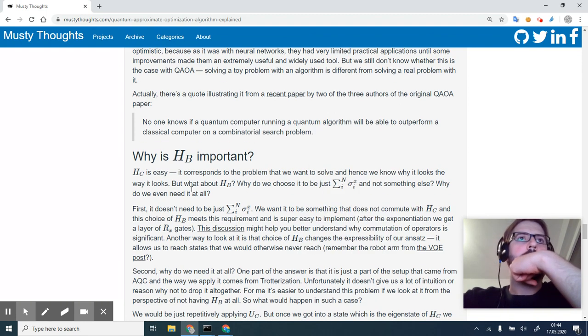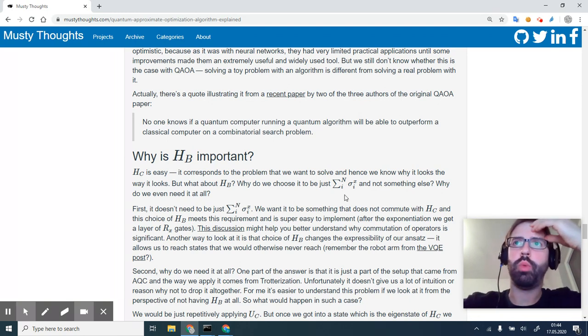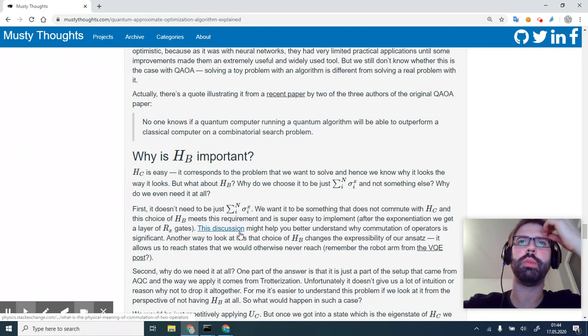Why is HB important? HC is easy. It corresponds to the problem that we want to solve, and hence we know why it looks the way it looks. But what about HB? Why do we choose it to be just these and not something else? Why do we even need it at all? First, it doesn't need to be just these. We want it to be something that does not commute with HC. Oh yeah, that's a part that I think I also don't really understand. And this choice of HB meets this requirement and is super easy to implement. After the experimentation, we get the layer of Rx gates. The discussion might help you to understand why the commutation operation is significant.